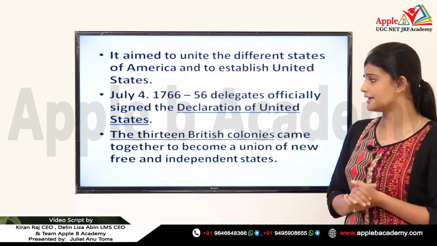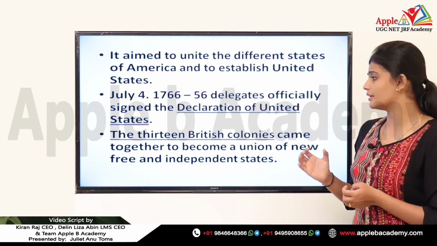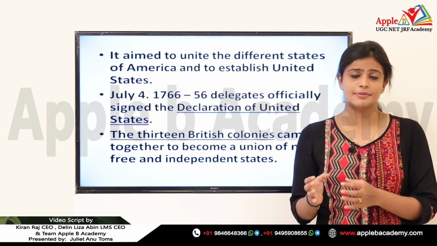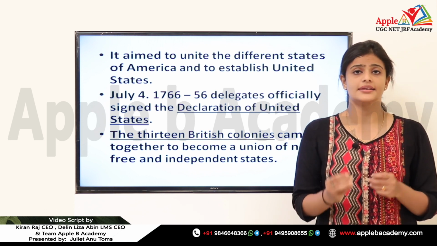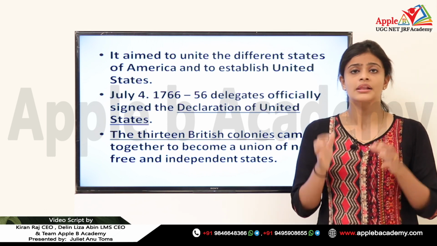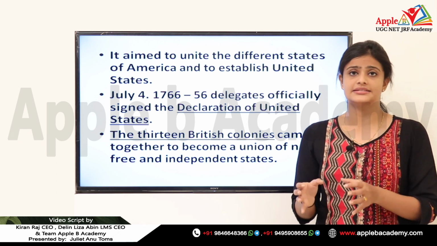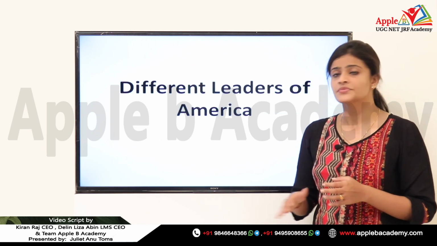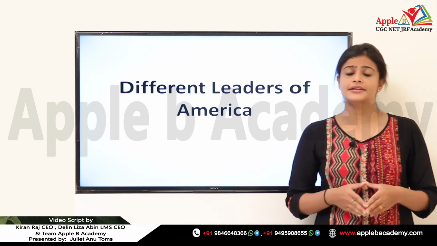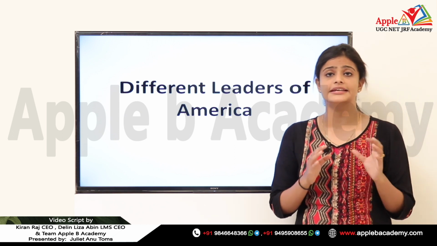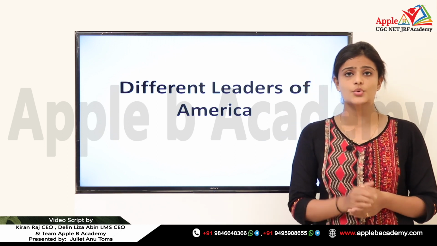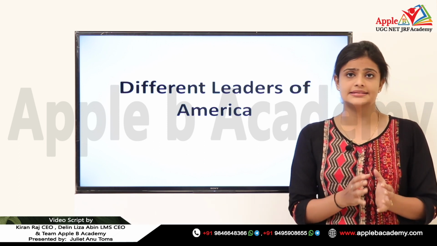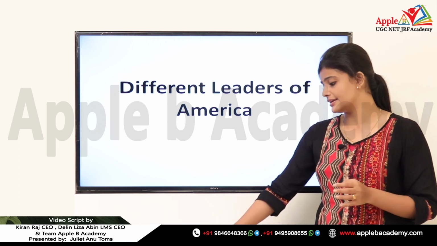And on that day you can find that the 13 British colonies came together to become a union of new free and independent states. So these 13 colonies who were under the British rule became free and independent states after signing the American Declaration of Independence. And moving on to the next topic, now we are going to have a look at the different leaders of America during the early American settlement, or the early American period.